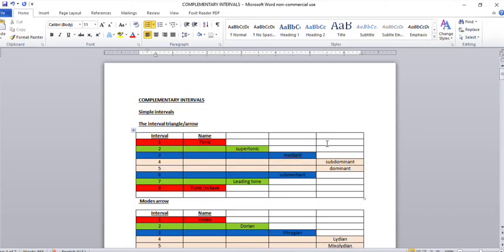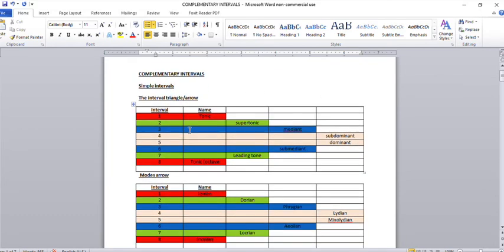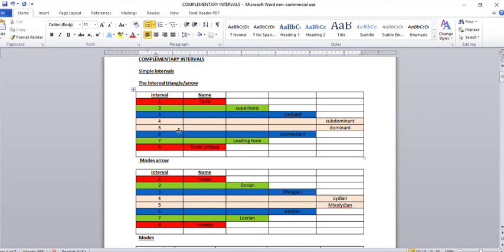Now, here we go. This is a summary of things here. Complementary intervals. Looking at simple intervals again, I'm introducing the interval triangle. I have 1, 2, 3, 4, 5, 6, 7, 8 here in the first one, and I have created an arrow here. The first interval, or the unison, is called the tonic, and the second is called the supertonic, and the third is called the mediant.